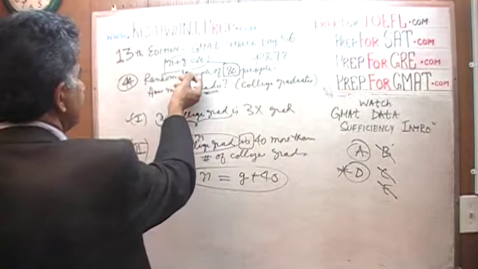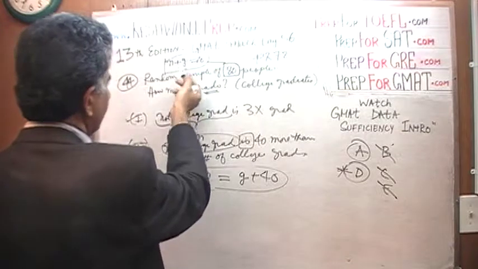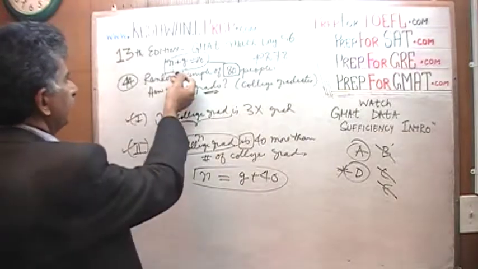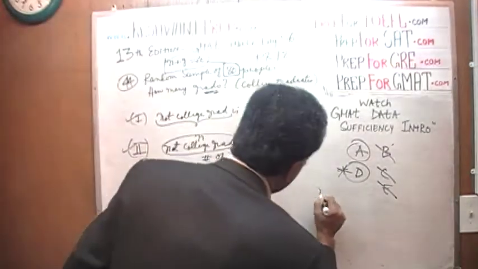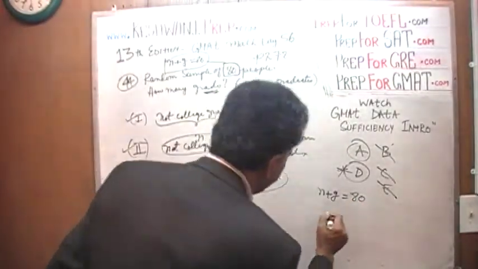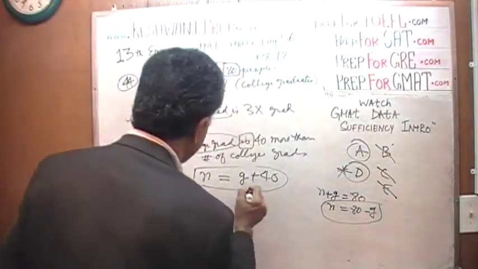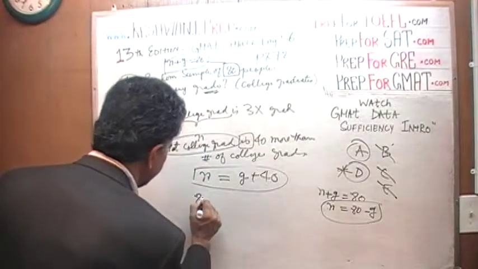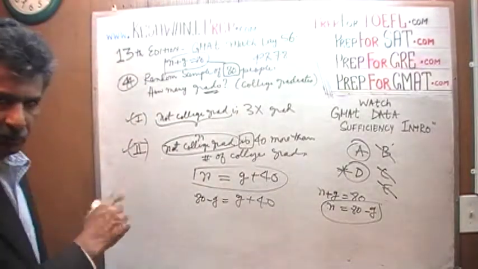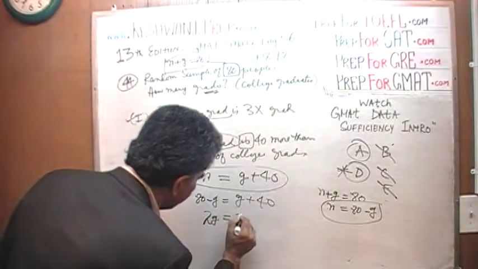Since we are interested in graduates, let's express everything in G. We know that non-graduates plus graduates is our total survey, which is 80. Therefore N equals 80 minus G. Put it back in here: N equals G plus 40. So 80 minus G equals G plus 40. Bring the G's to one side and the numbers to the other side.